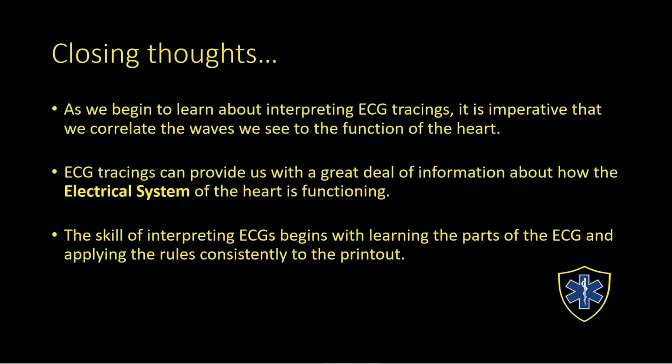So as we begin to learn about interpreting tracings, it's imperative we correlate the waves to what we see as the function of the heart. When we see P waves, we know the atria appears to be functioning normally, or functioning abnormally, or functioning differently. We know that the QRS complex is letting us know something about how the ventricles are functioning. These tracings, although they can't necessarily say if the patient has a pulse or not, can tell us a lot about how the electrical impulses are being carried through the heart. And the skill of interpreting EKGs begins with learning the parts of the heart, applying these rules consistently to every tracing you evaluate, and that way you can determine the rhythms most consistently.